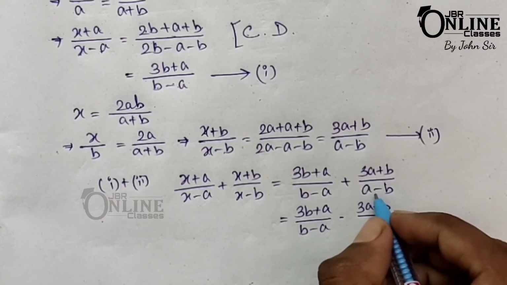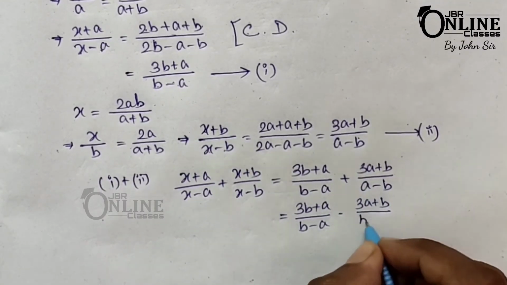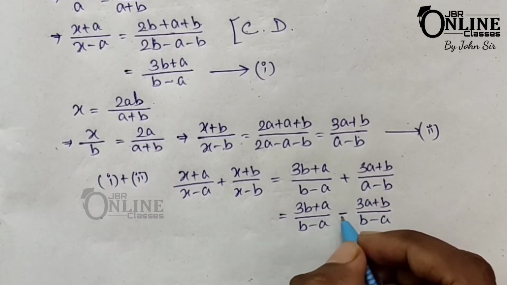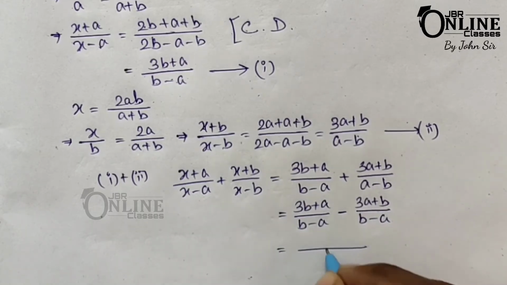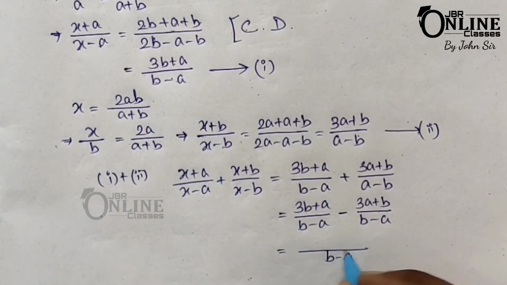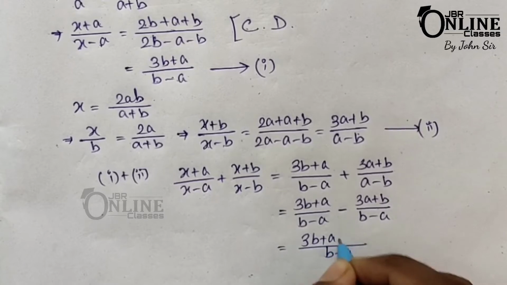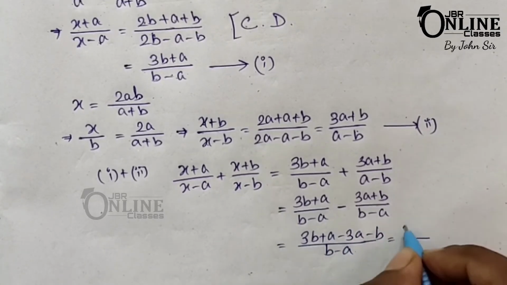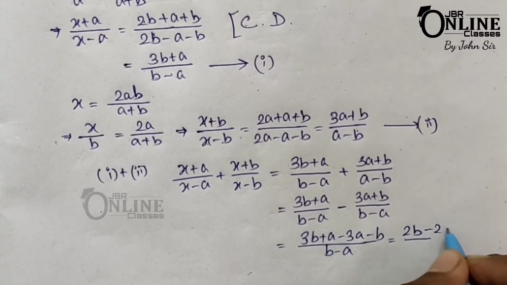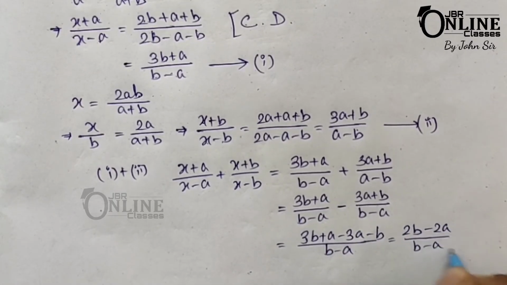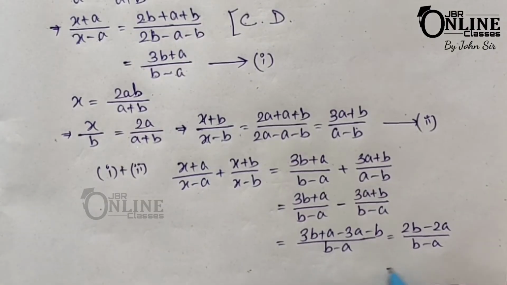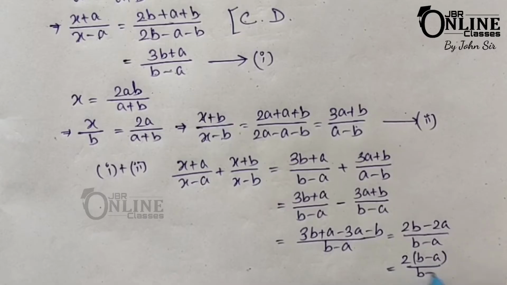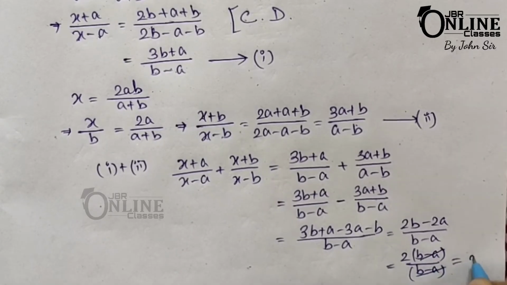Now if you take common minus from the denominator, it will be changed into b minus a, and this minus multiplied with plus transfers into minus. Now as b minus a is the denominator, it will be 3b plus a minus 3a minus b. So that means 3b minus b is 2b, and it's 2a, so 2b minus 2a. If you take common 2 from the numerator, it will be b minus a, and the denominator also b minus a. So the final answer equal to 2.